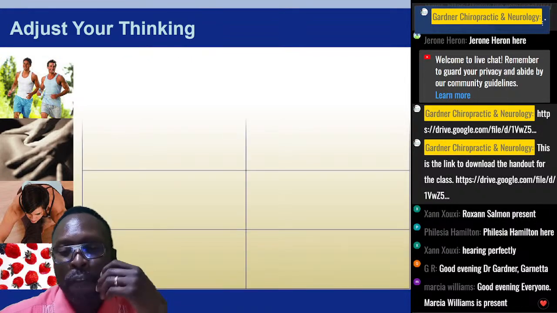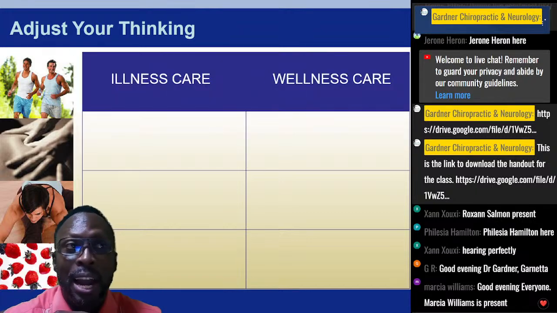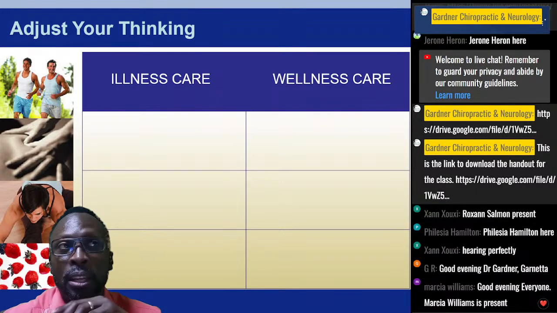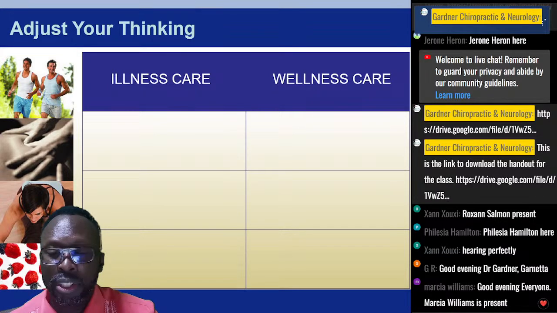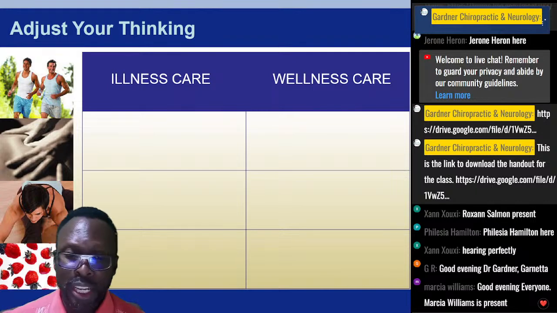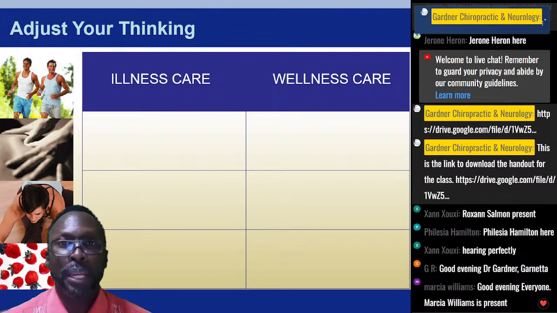Now, if we want to change our lifestyle, there are many people who have a hard time figuring out how to change the way they live. If you want to change someone's lifestyle, you first have to change their worldview. You have to change the way that they view themselves in the world. If you're not able to change your worldview, then you're going to be in trouble.